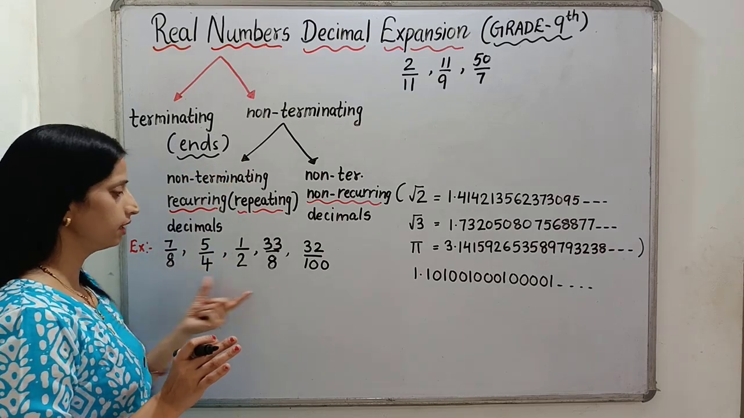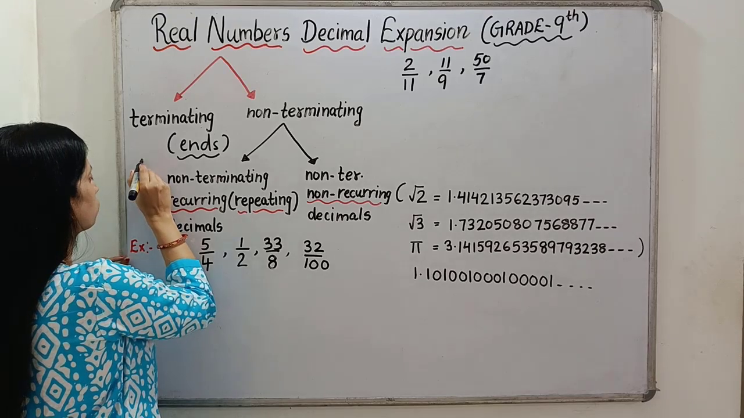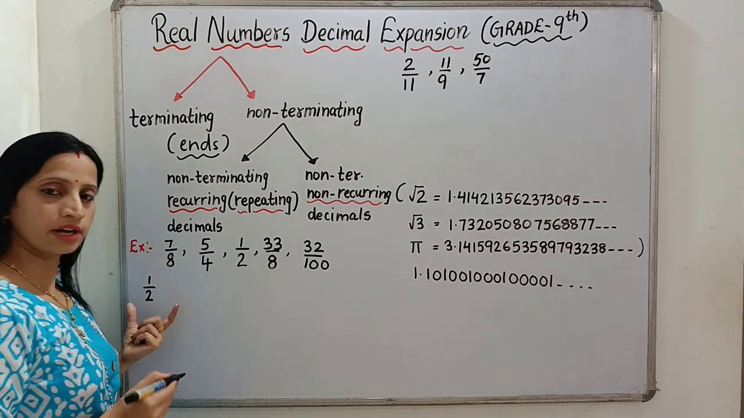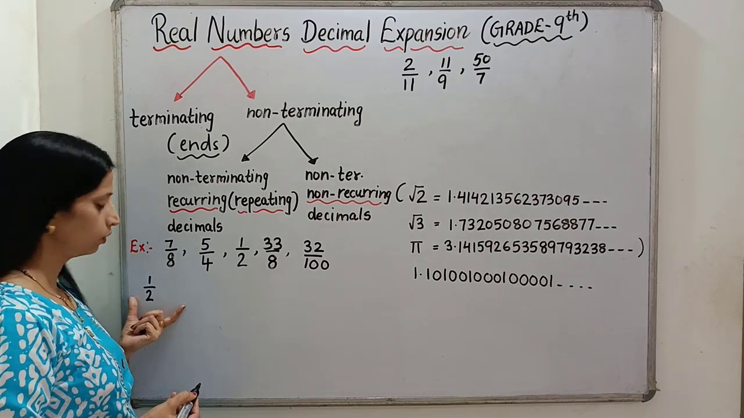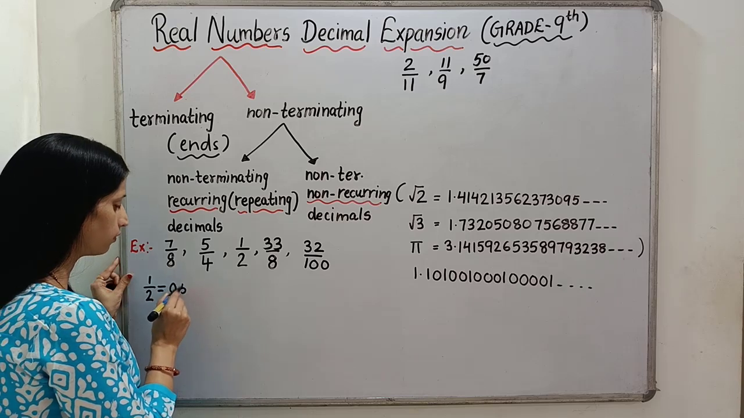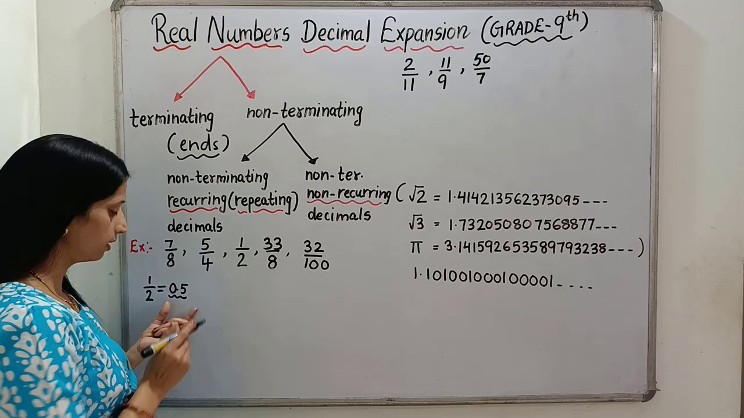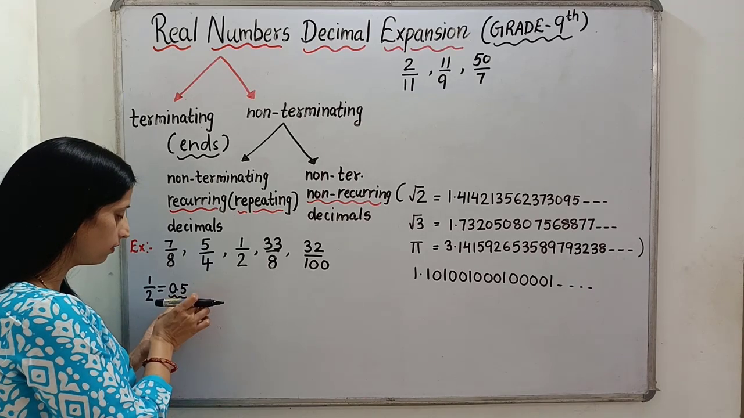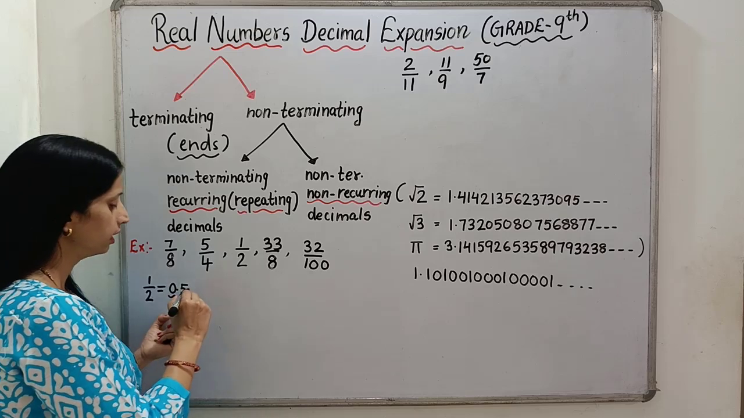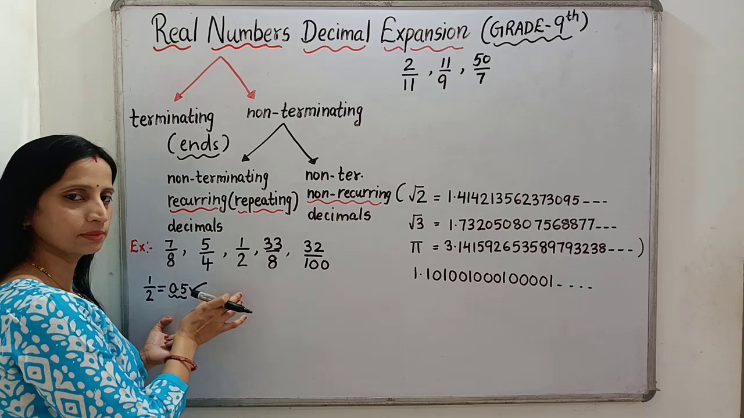For example, let's take a fraction, suppose 1 by 2, a very small fraction I am taking. When we convert 1 by 2 into decimal form, it will be 0.5. This means our division is getting ended. After the decimal point we have only one digit, we have a finite number of digits, it is getting ended. That's why it is known as a terminating decimal number.